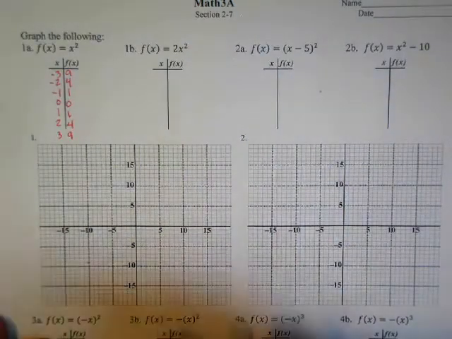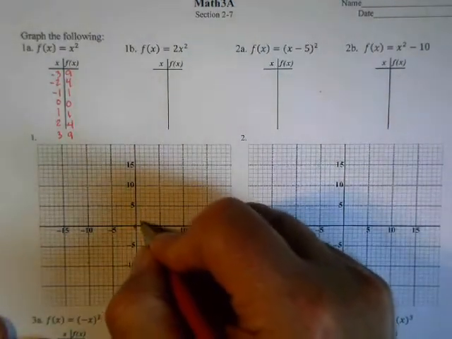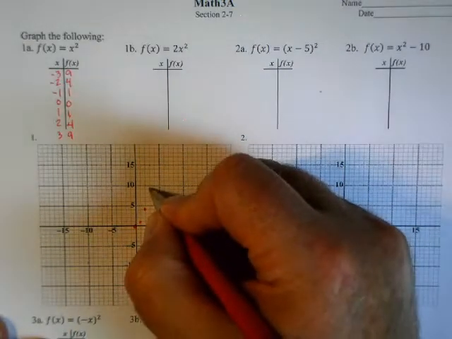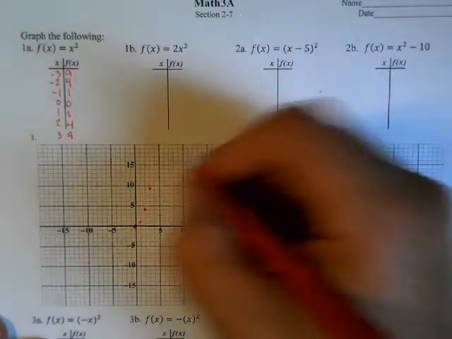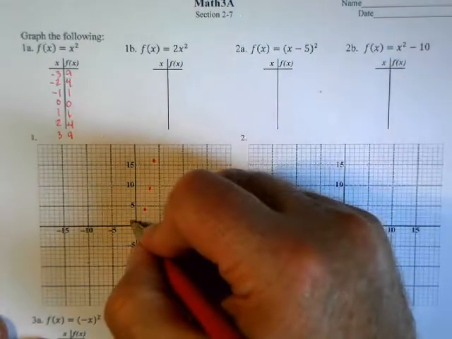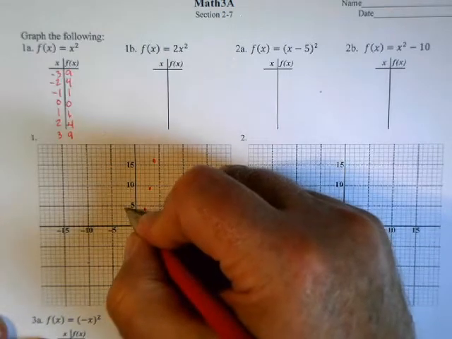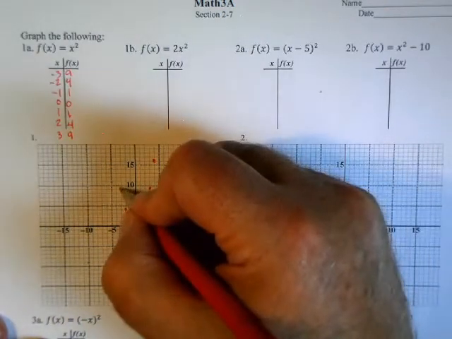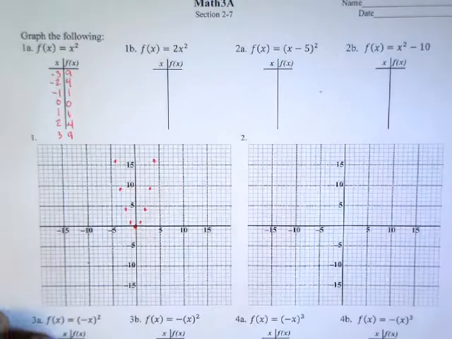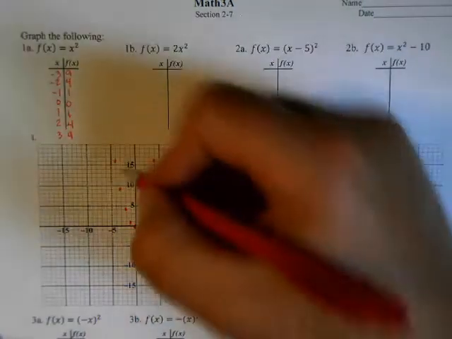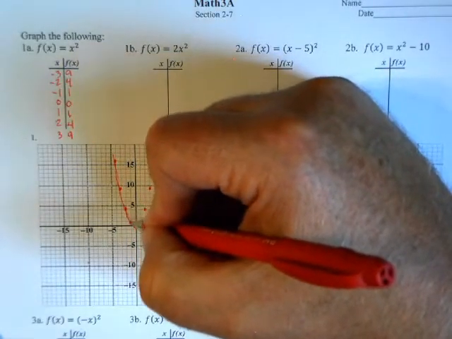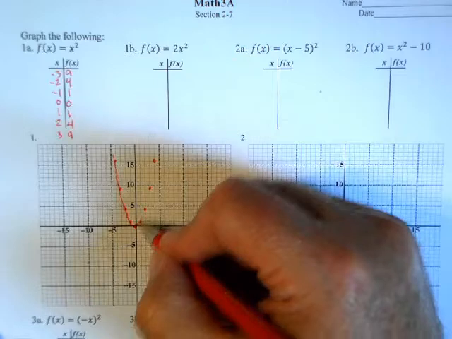So in a graph, start at 0, 0, 1, 1, 2, 4, 3, 9. And if we wanted to do 4, that would have given us 16. So that would have been up there. And then on the other side, -1 is 1, -2 is 4, -3 is 9, -4 is 16. So you can see how they go straight across. And of course, now I'm just going to connect the dots. And I have my parabola.